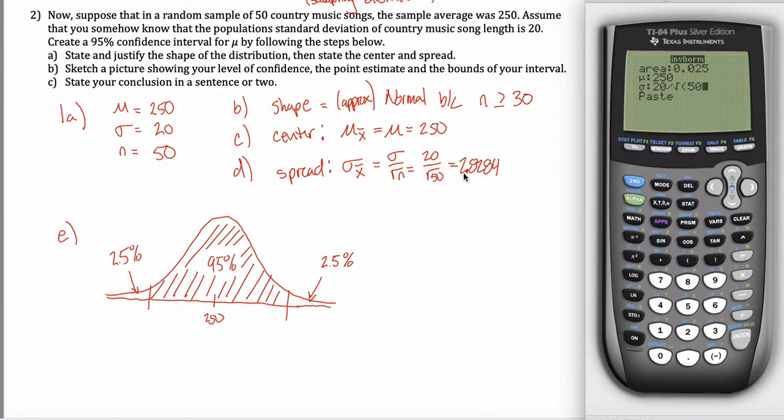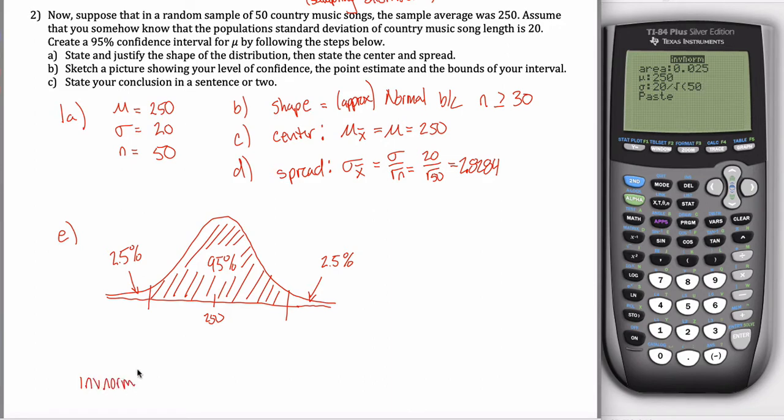If you type in 2.8284 for your spread here, that's totally fine. I don't care. Probably better to not use rounded values, so use this one, but whatever. If you round it, it's not the end of the world. It's worth pointing out that this is really annoying that it asks me for sigma, but I don't put sigma in. Sigma's 20. That's a downside to the inverse norm and the normal CDF functions on your calculator. They want the area to the left of the point, and then the center, and then the spread. Not sigma, not mu and sigma.